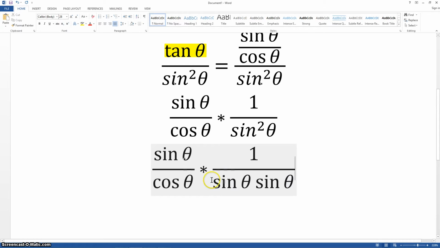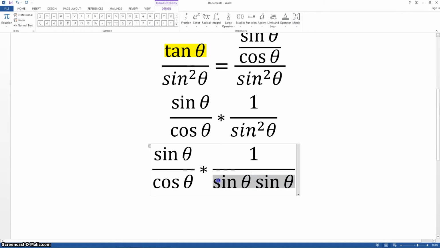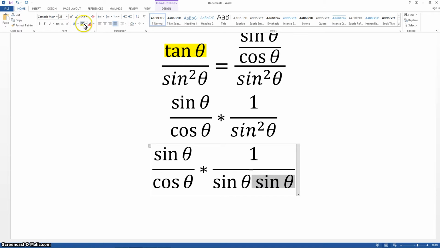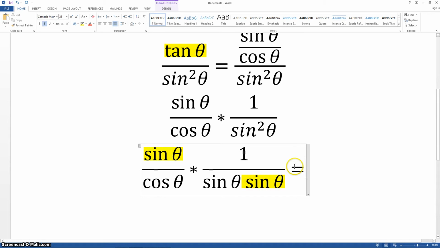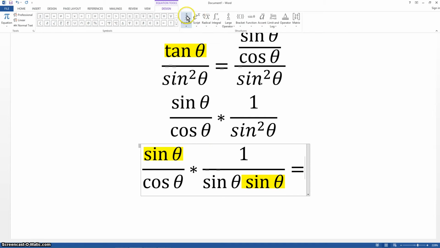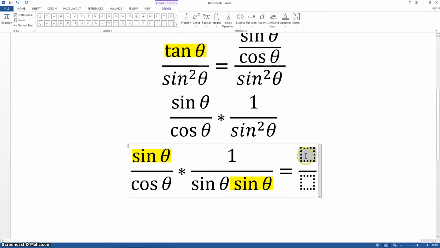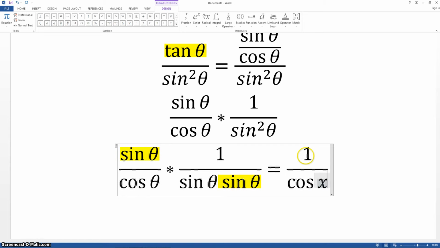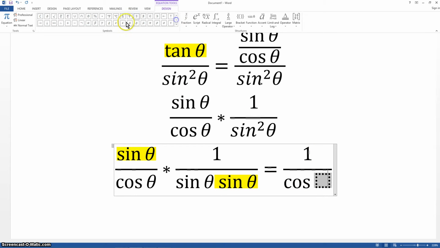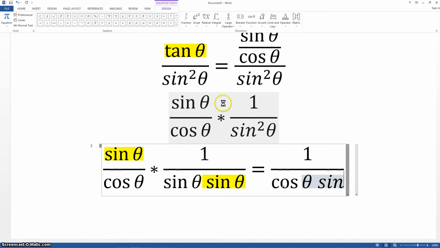Now, one of these right here will cancel out with this one right here at the top. So when they cancel out, that leaves me with 1 over cosine theta sine theta. Cosine of theta sine of theta.